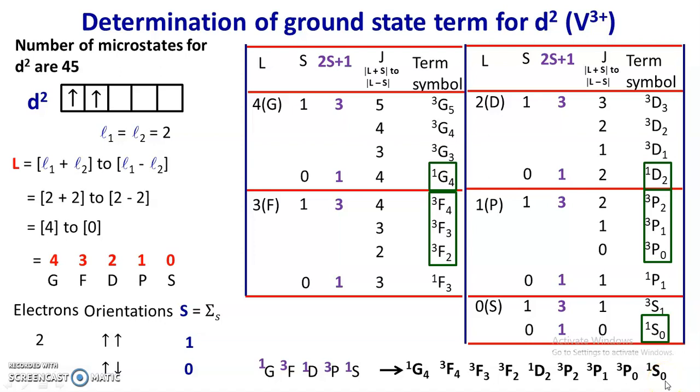Now in the next video we are going to discuss how to select the ground state term or ground state term symbol among these term symbols. For these term symbols, the total number of microstates will be 45. That part also we will discuss in the next video, how for these term symbols the number of microstates is 45.